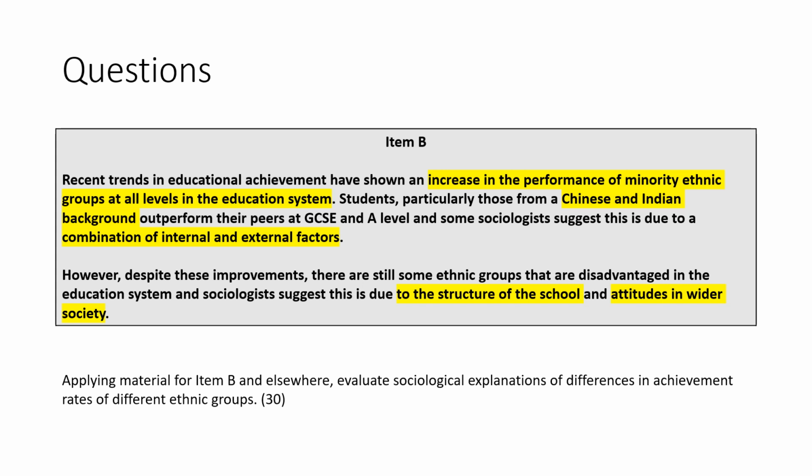Increasing the performance of minority ethnic groups at all levels. Okay, so we're not focusing on underachievement or overachievement. We're actually focusing on their improvement. However, we do still see some differences between those groups. They may all have been improving, but Chinese and Indian students, as we can see in the next line, are performing a lot better than, for example, white working class, African Caribbean and Pakistani, Bangladeshi students. Okay, so that's in there as well, particularly those from a Chinese and Indian background.